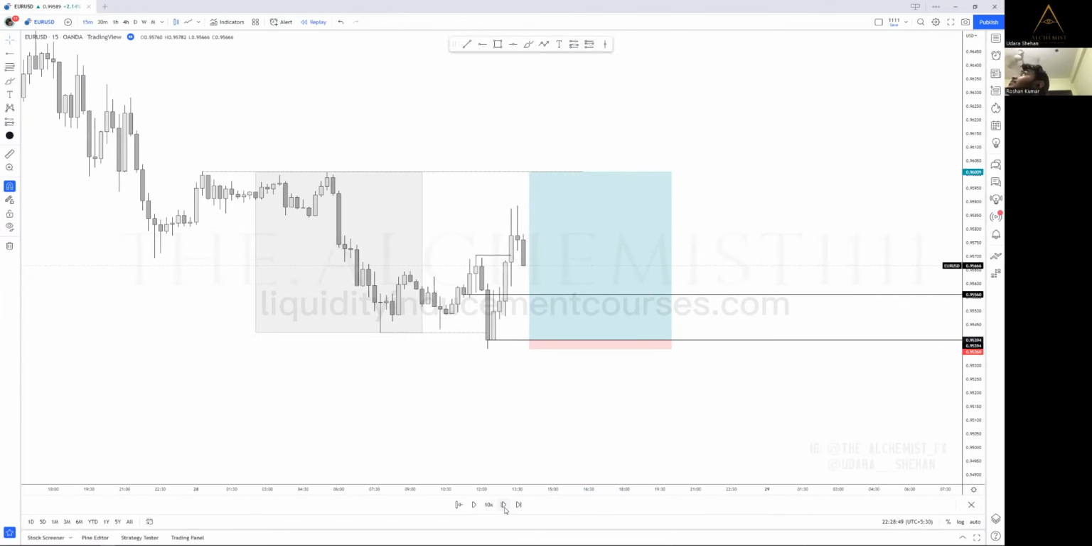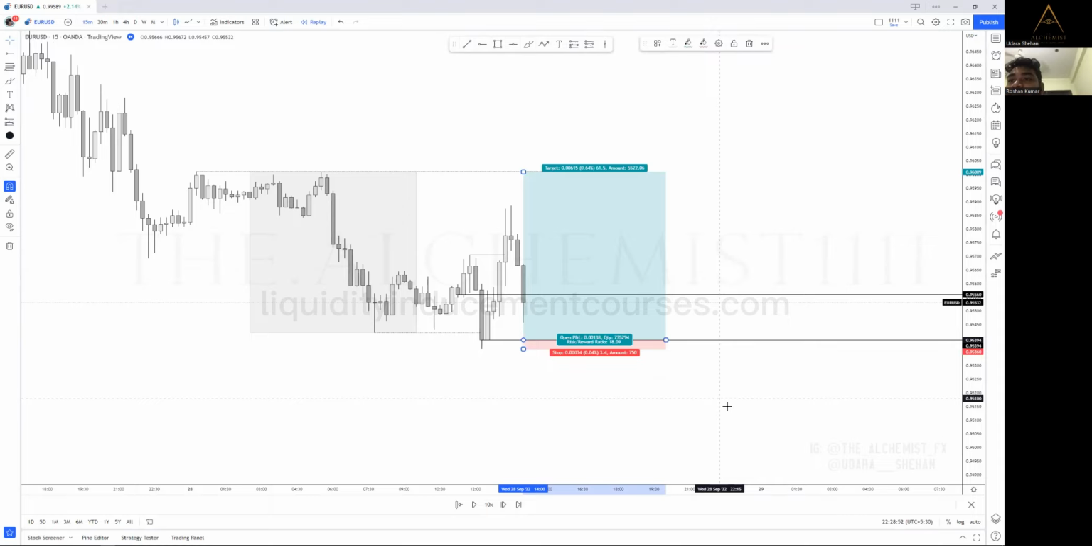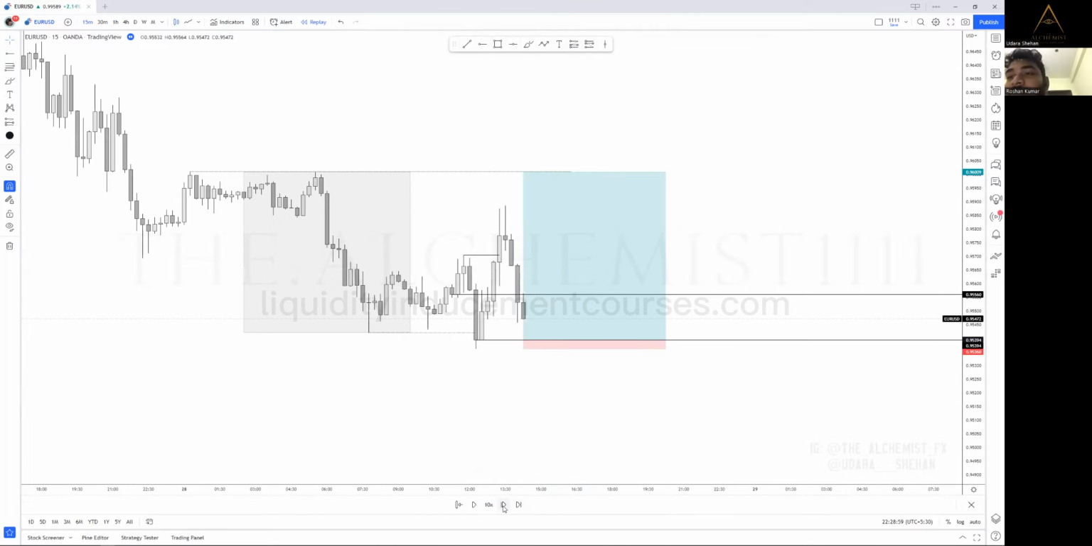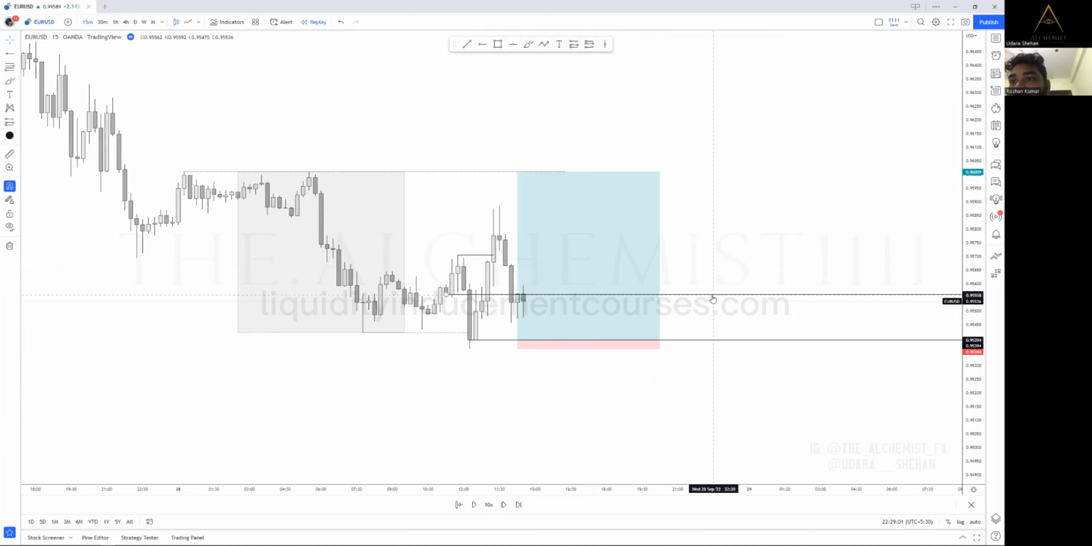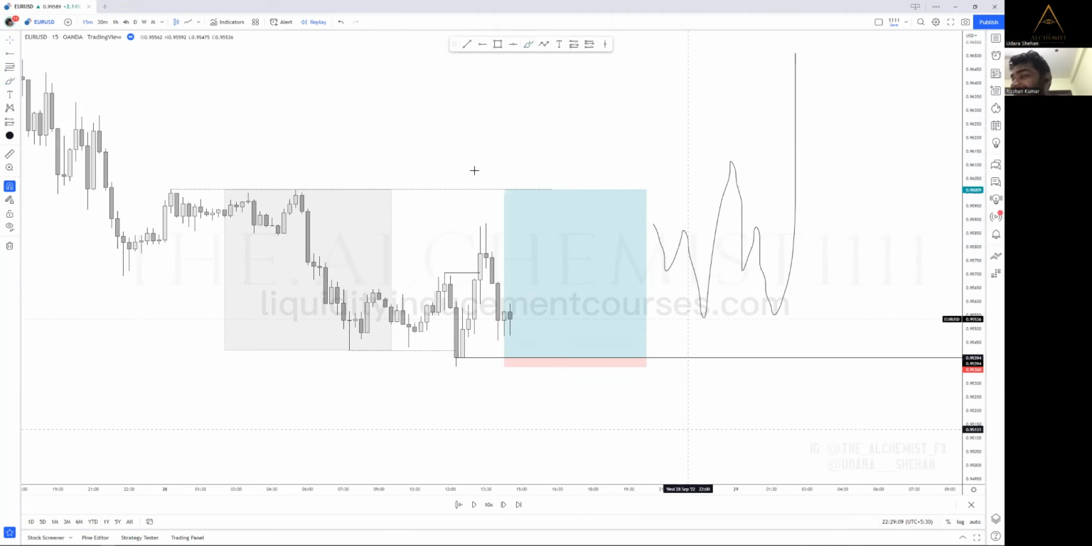So let's wait. There it comes down. Can you see that? It came down, but do I have any reason to enter here? No, right? Because there's no reaction. So patiently wait. Can you see what they're doing? They're making up this setup for us, building liquidity. There we go, a swing low, feeding liquidity.